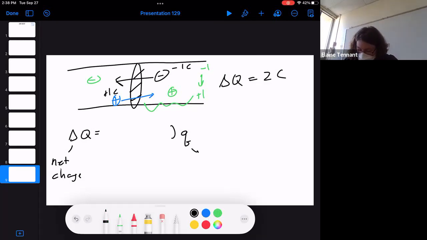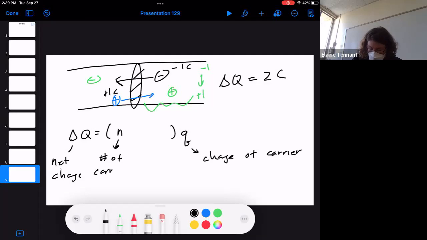Okay, so if I want to think about this net change of charge, one, I think of the charge of the carrier. So for an electron, that would be the charge of an electron. For a positron, that would be the charge of a positron. So you really do have to think about what those things are. Next thing, you might think about the number of carriers. So how many charges are moving through.